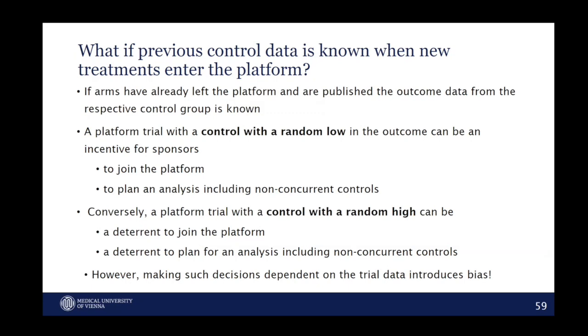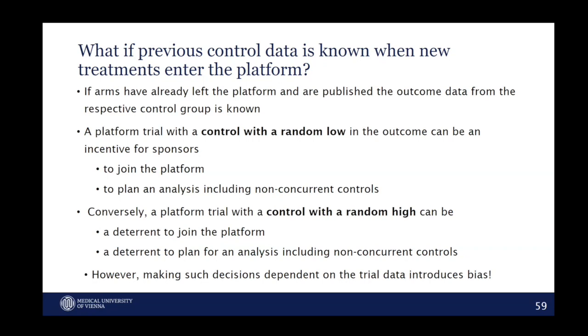Usually, you know the previous control data. So what if previous control data is known when new treatments enter the platform trial? We would have the appropriate methodology, but if arms have already left the platform and are published, the outcome data for the respective control group is out in the public domain, so it's known. And a platform trial with a control with a random low in the outcome can be an incentive for sponsors to join the platform and to plan an analysis including non-concurrent controls.